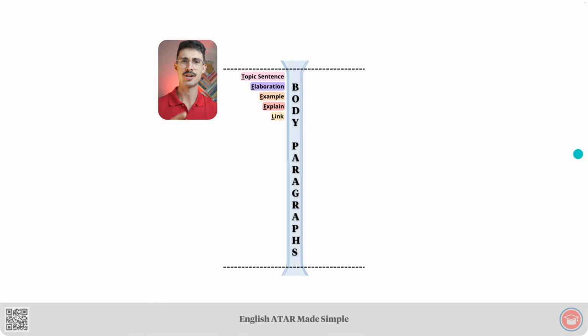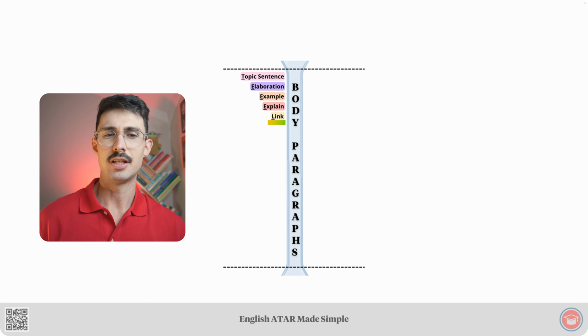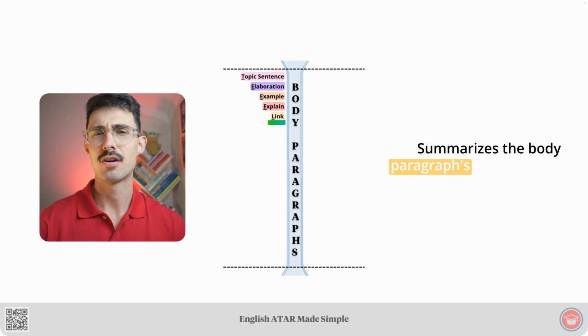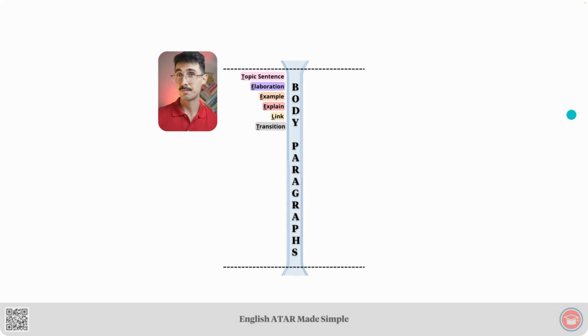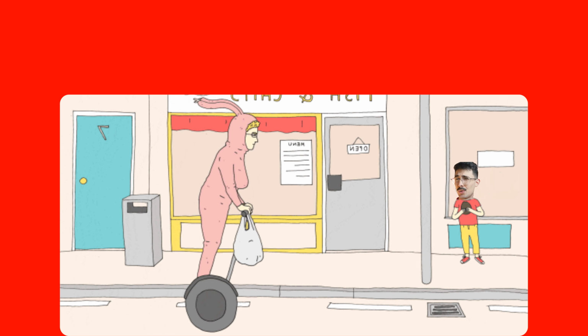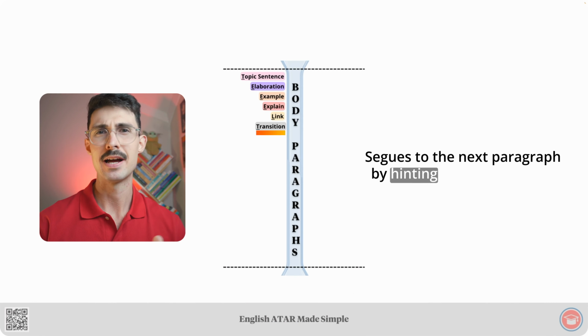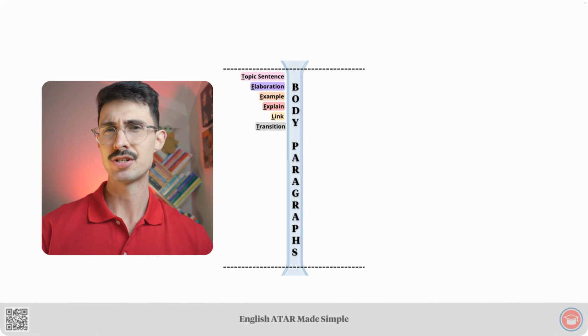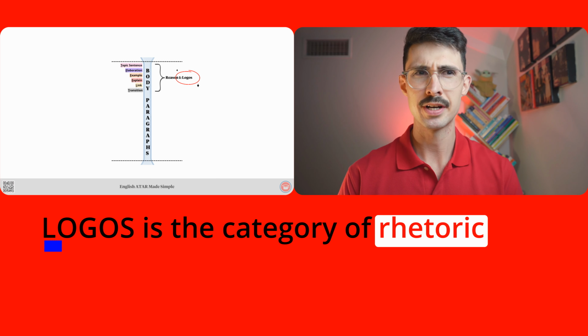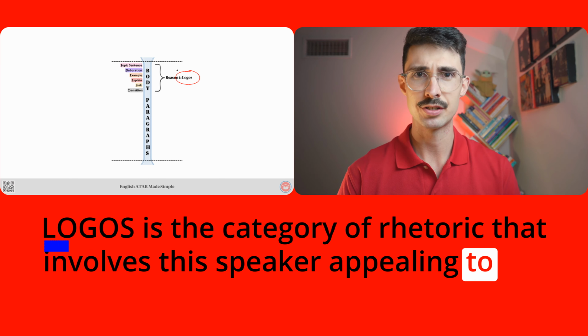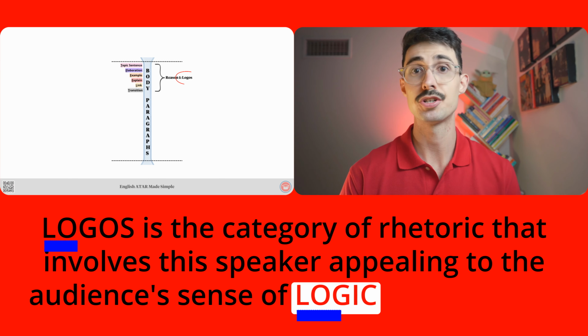Second last element of this paragraph is the link. The link summarizes the body paragraph's contents and links it to your thesis. Last element of this body paragraph is the transition sentence. This element segues to the next paragraph by hinting at what it's about. As mentioned earlier, the theme of this first body paragraph is logos. Logos is the category of rhetoric that involves the speaker appealing to the audience's sense of logic and reason.